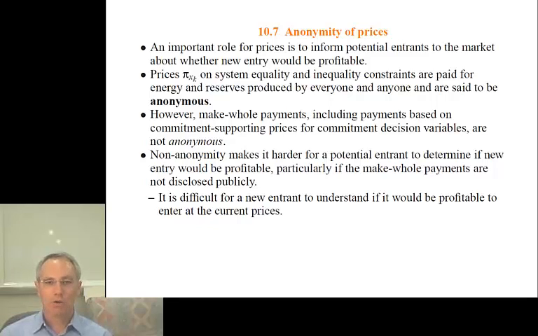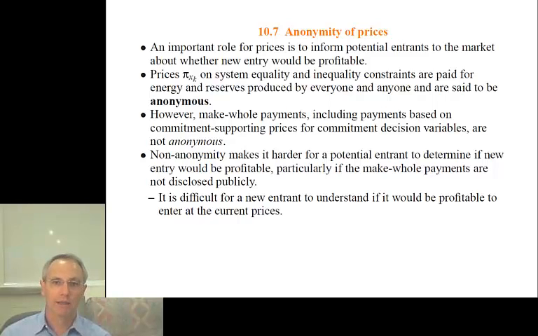In discussing make-whole payments, something that should have occurred to you is that the particular make-whole payments are applicable to particular market participants. And that brings us to the topic of anonymity of prices. An important role for prices is to inform potential entrants to the market about whether or not new entry would be profitable. Prices pi on system inequality and equality constraints are paid for energy and reserves, produced by everyone and anyone. We could say they are anonymous prices. They're not specific to any particular market participant.